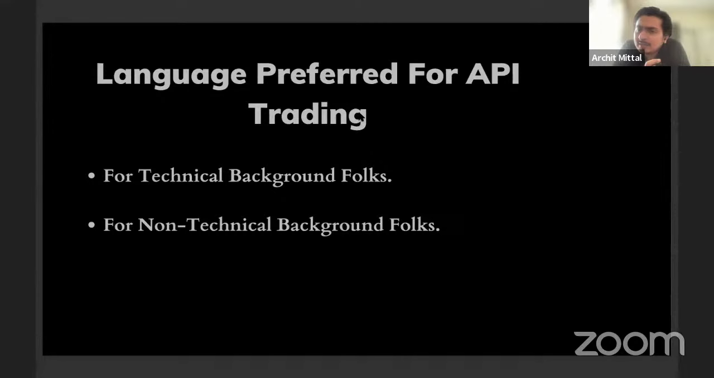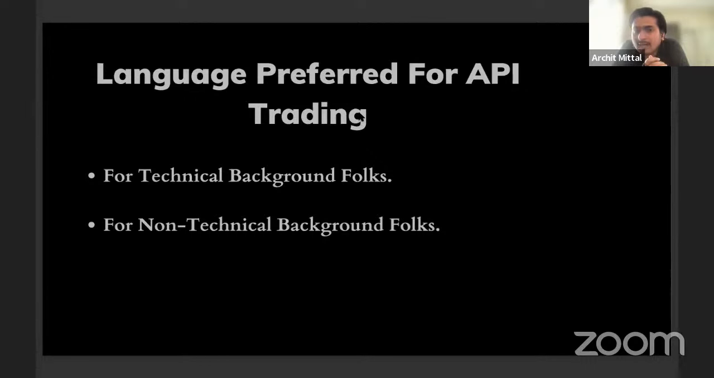I am seeing the SDKs provided by FYERS are Node.js, and I guess they are providing Java also, and C++ also. There are multiple code SDKs which they are giving. Python, so they are giving full support. But if you have development experience in other languages and don't want to learn Python for this special purpose, you can do that too.